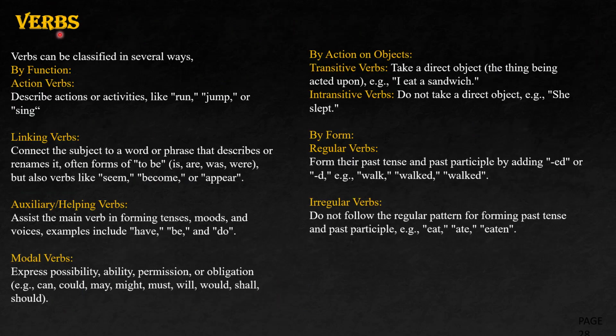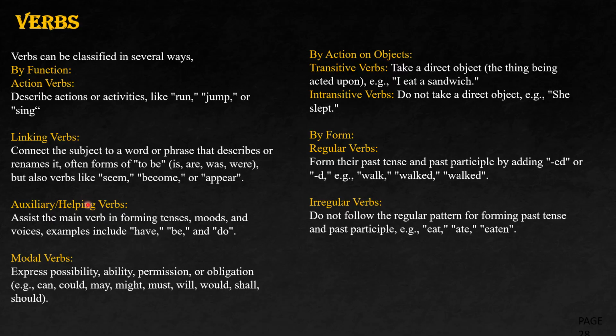First thing, when it comes to verbs, what exactly does the verb do? Okay. So the verb describes the action or the activity in short. This can be classified in several ways. When it comes to the function, we have the action verbs. As I told, running is an activity or an action. Jump is again an action. Sing is again an activity. Likewise, we have the linking verbs, which connect the subject to a word or a phrase. Often to be: is, are, was, were will be applied for that. But verbs like seem, become, appear will also come into this.